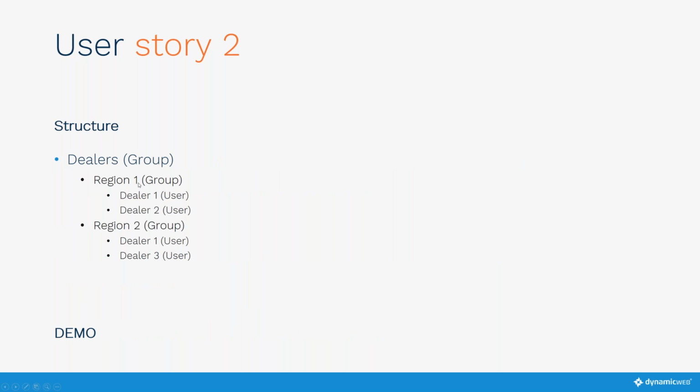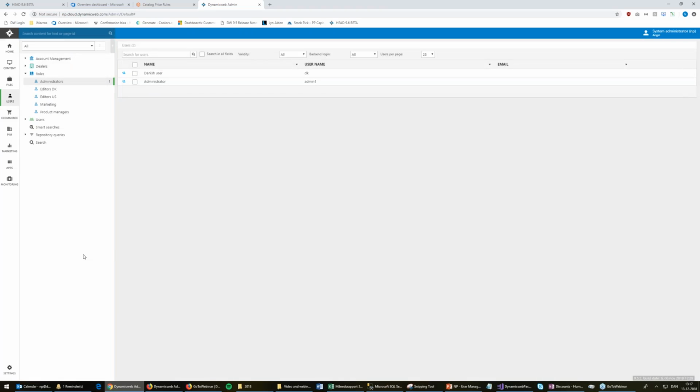So I have some dealers, I have a region, and I have another region, and I have some users. As you can see, it's very similar to roles and roles logins. Now we just use another set of fields. So let's take a look at how that looks.